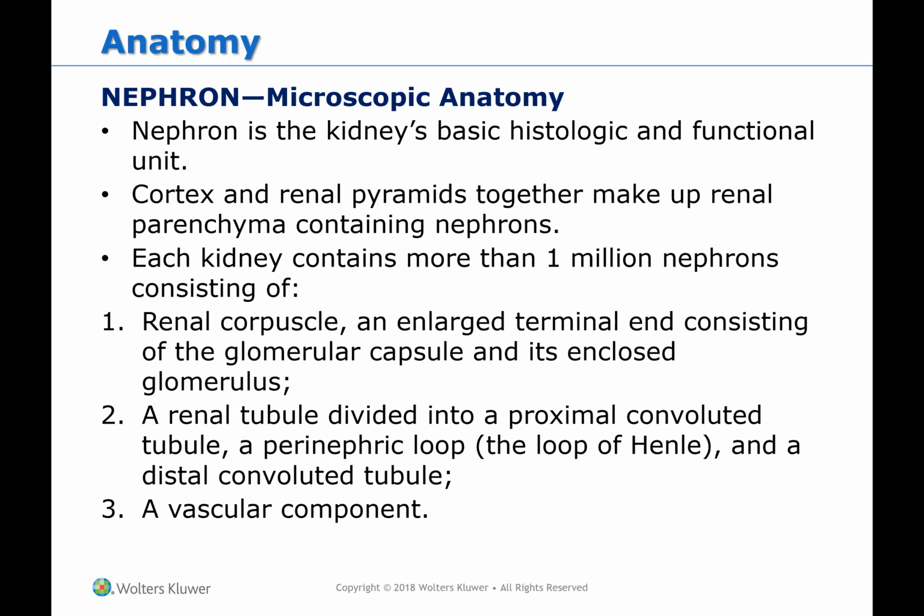So I'm not going to go into all of the microscopic anatomy because there's quite a bit, but one thing I want you to know is the nephron. The nephron is the kidney's basic histology and functional unit. So you need to know the nephron. That's what makes the kidney work. The cortex and the renal pyramids together make up renal parenchyma containing nephrons, and each kidney contains up to 1 million nephrons. It consists of a renal corpuscle, a renal tubule, and a vascular component.